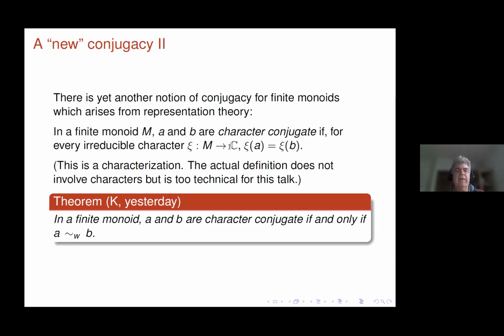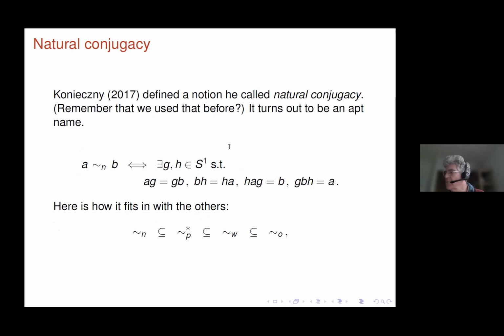Okay. And finally, I'd like to talk a little bit about so-called natural conjugacy. This was defined a few years ago by Janusz Konieczny. You may recall that we actually used that terminology before, and I'll explain why in a second. So here's what natural conjugacy looks like. Two elements are said to be naturally conjugate if there are conjugators so that we have the autoconjugacy conditions, AG is GB and BH is HA.